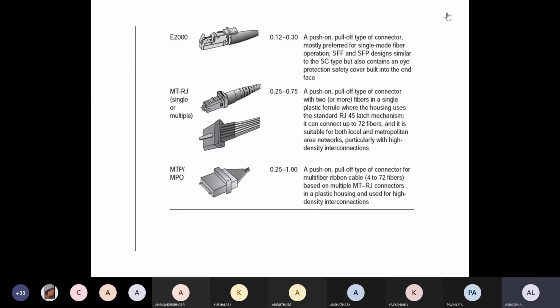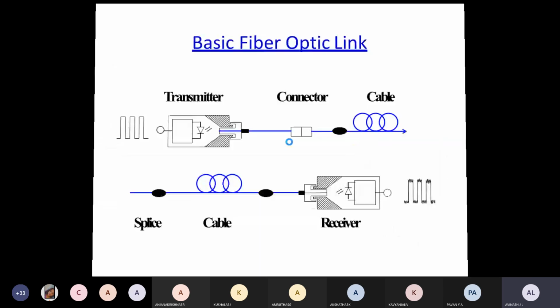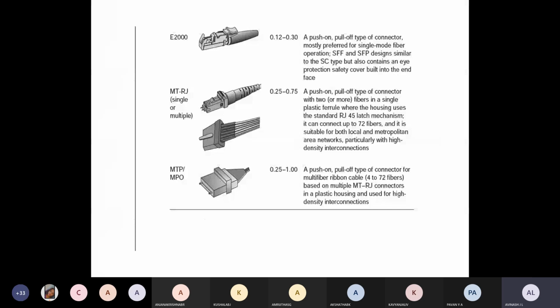These are the types of fiber cables that we have. At this point of time, I will stop the class and the remaining things we will discuss in the next class.